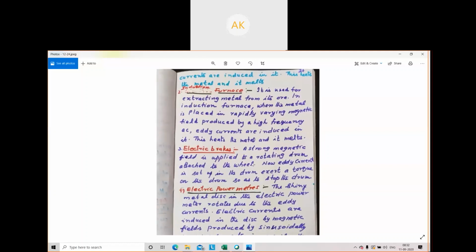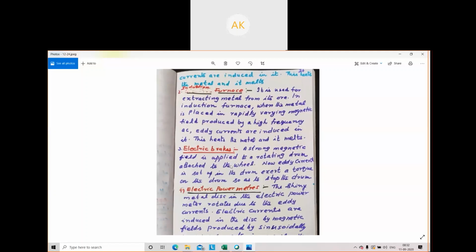Brakes also, you see, a strong magnetic field is applied to a rotating drum. If you search this on YouTube, you will see the picture of that electric brake. You can see a drum. A strong magnetic field is applied to a rotating drum. The rotating drum is made of metal. So, what happens when a strong magnetic field is applied to a rotating drum?